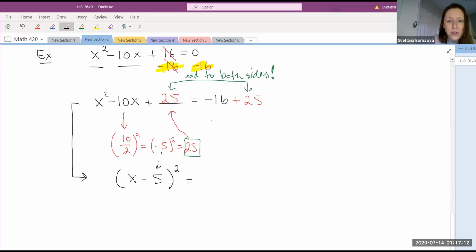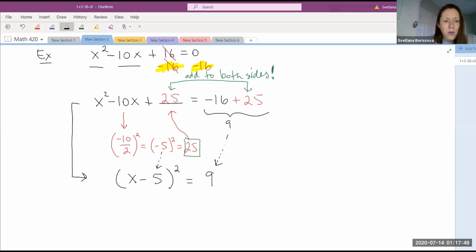And on the right-hand side, of course, we just need to combine negative 16 and 25. Negative 16 plus 25 gives me 9. That's 9, and that's where I placed it. So we haven't solved the equation yet, but do you know what to do after that? Do you recognize this type of equation? Basically we put our original equation in a special form. And what is that form? That form is something squared, x minus 5 squared, and just a number on the right-hand side.